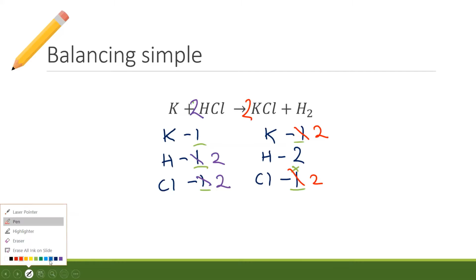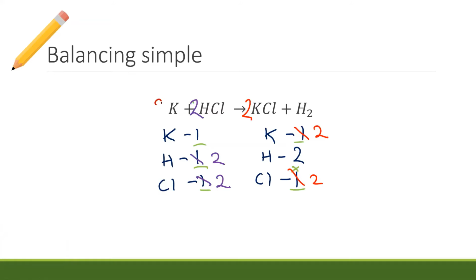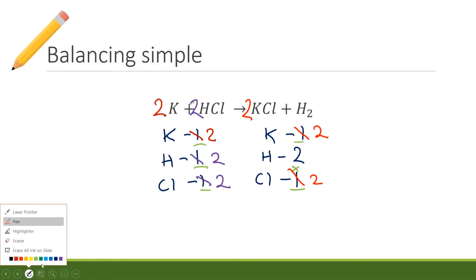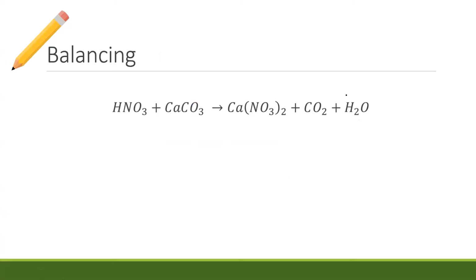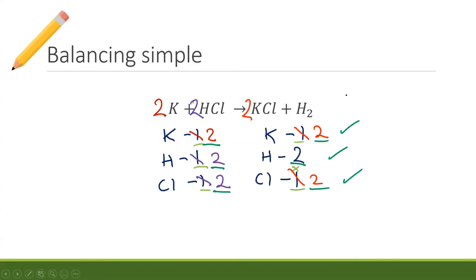Let's go brown. If I put a 2 here, then that changes this 1 to 2. But there's nothing else in this molecule, so I can just leave it. Now let's check. I have 2 on the right, 2 on the left, tick. 2 on the left, 2 on the right, tick. 2 on the left, 2 on the right, tick. This is now balanced.